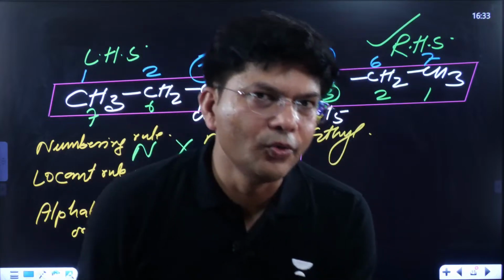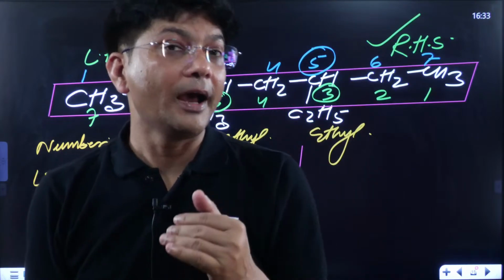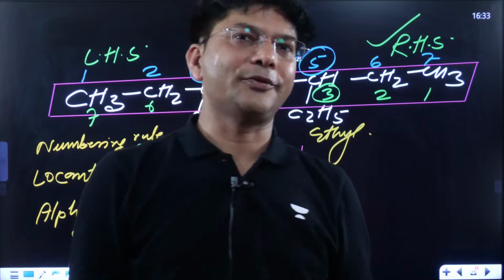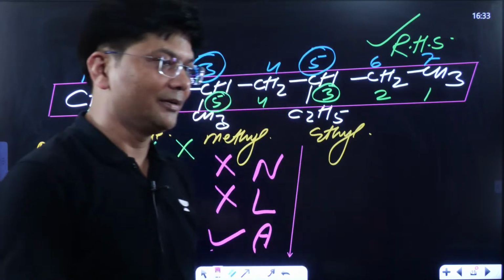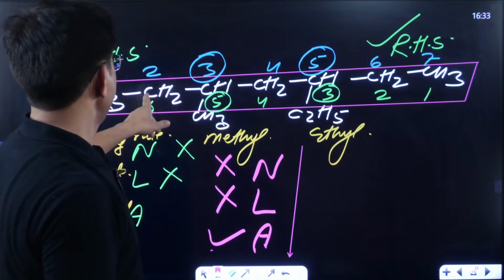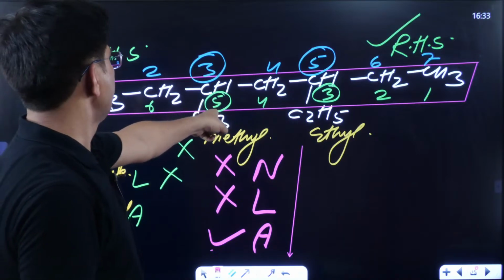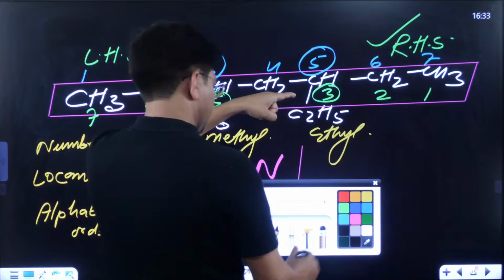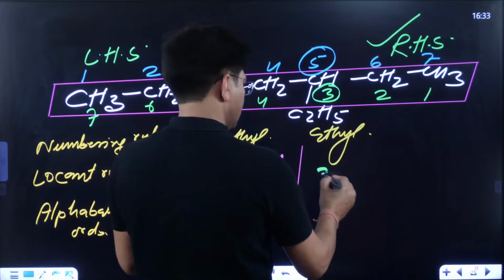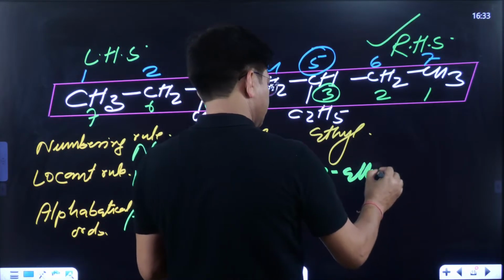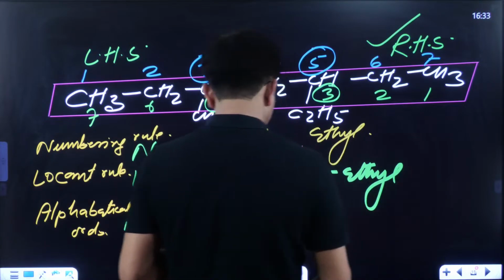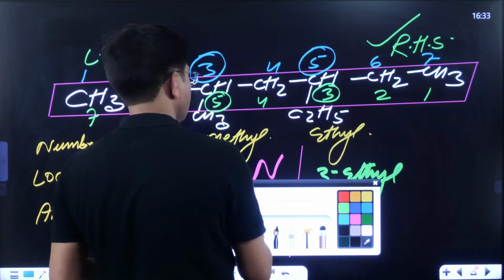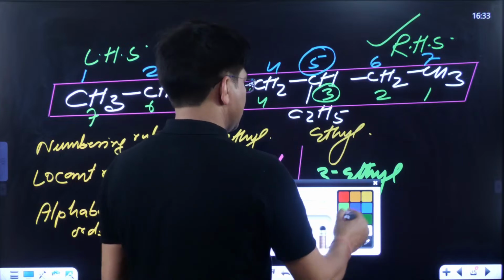If the locant rule is not failing and you apply alphabetical order, you will get it wrong. Everyone, clear to all of you? 3-ethyl, you have to do the numbering from that side. Yes, this one is correct. So the correct name is 3-ethyl-5-methyl.